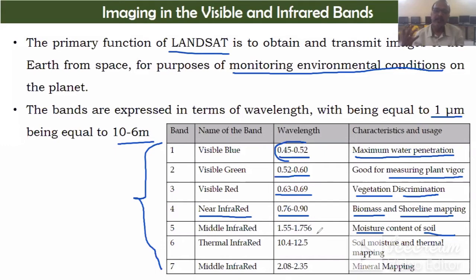Soil moisture, meaning the dampness of the land, if we want to find it, will be detected using middle infrared. Then another one is thermal infrared. It has a high wavelength, 10.4 to 12.5, and it is also used for soil moisture and thermal mapping. So these are the purposes. Middle infrared is also used for mineral mapping. So there are lots of different purposes given here. These are the names of the bands used by the Landsat satellite, and the wavelength will be nearly 0.45 to 12.5. So these are the different bands used by the Landsat satellite.